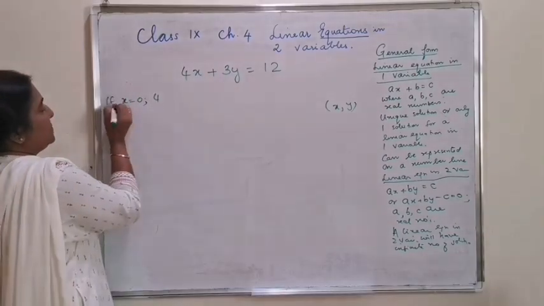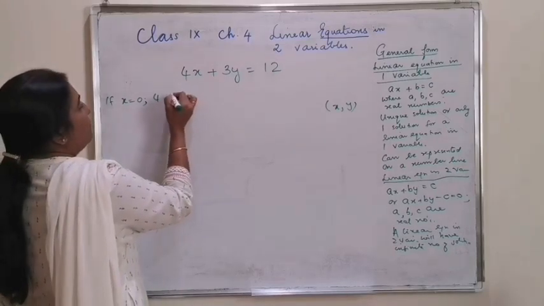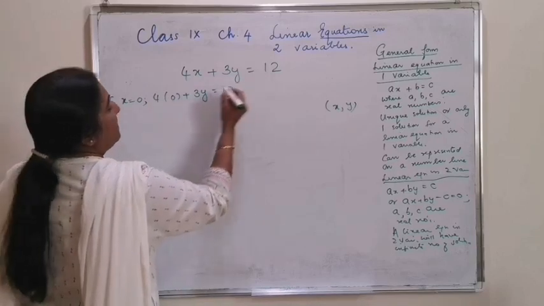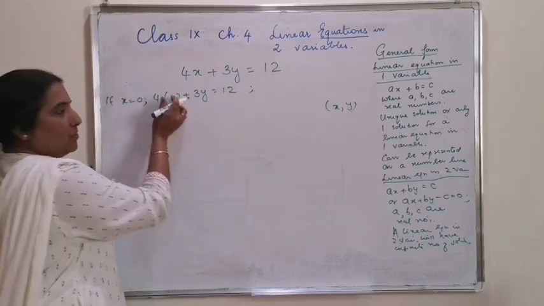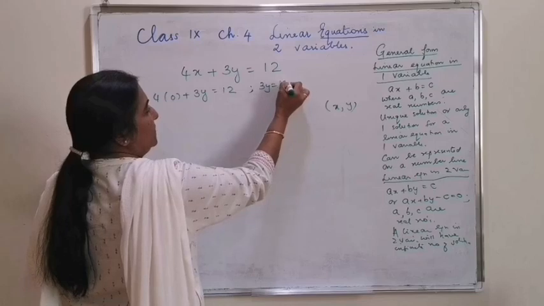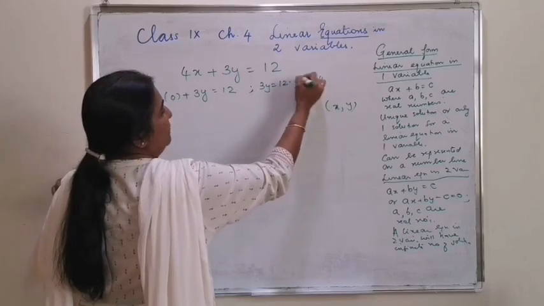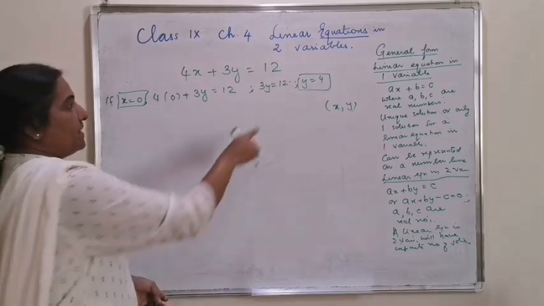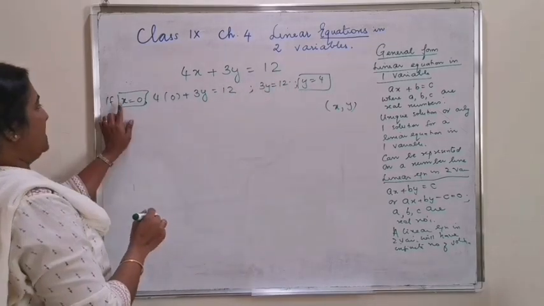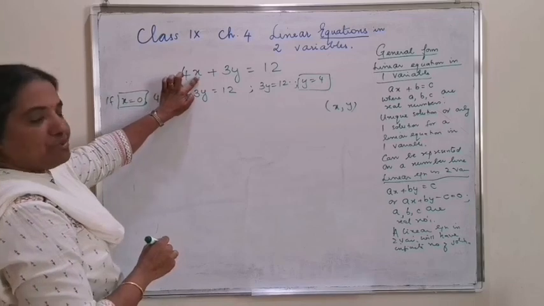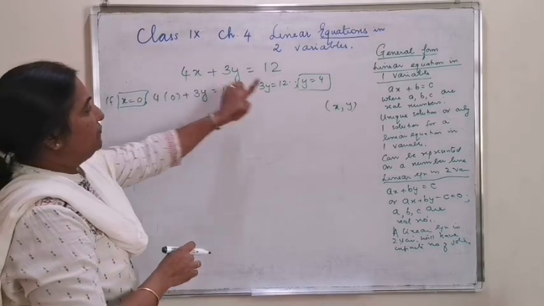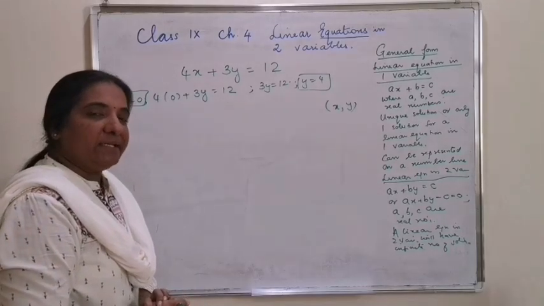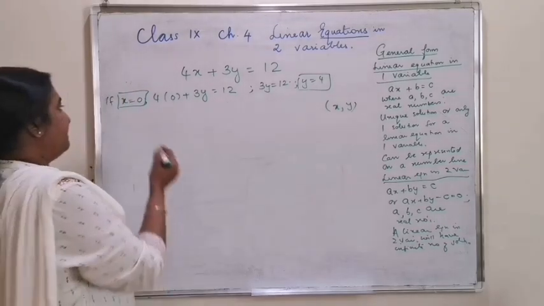If x is equal to 0, 4 into 0 plus 3y is equal to 12, which shows that 4 into 0 is 0. 3y is equal to 12 gives you y as 4. If x takes the value 0, y takes the value 4. When you see here, if x is 0, 4 into 0 is 0, and 3 into 4 gives you 12. That is how we check whether it is a solution or not.